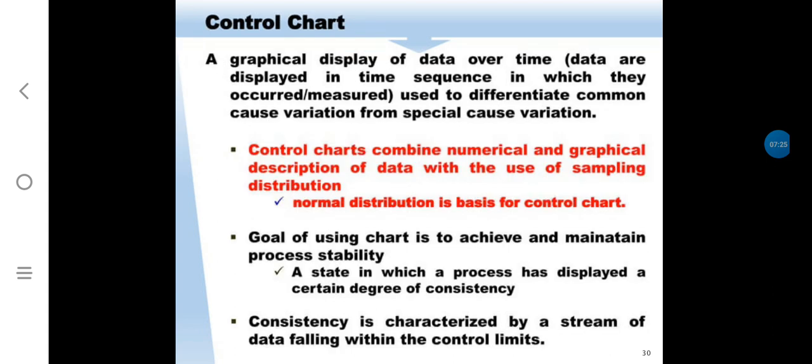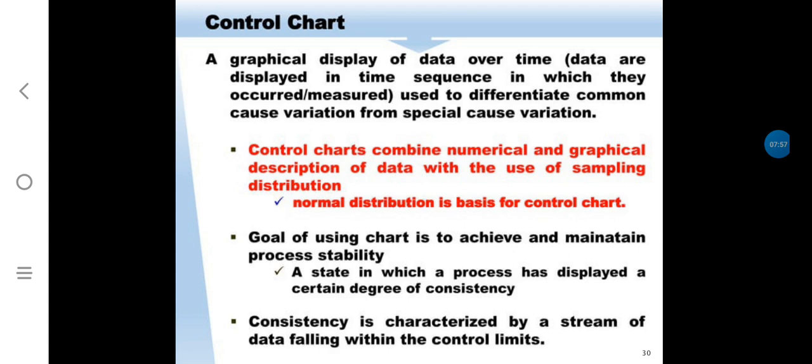And finally, control charts. Control charts are also used for process controlling. A control chart is a graphical display of data over time. Data are displayed in the time sequence in which they occurred or were measured, and are used to differentiate common cause variations from special cause variations. Control charts combine numerical and graphical description of the data with use of sampling distributions.